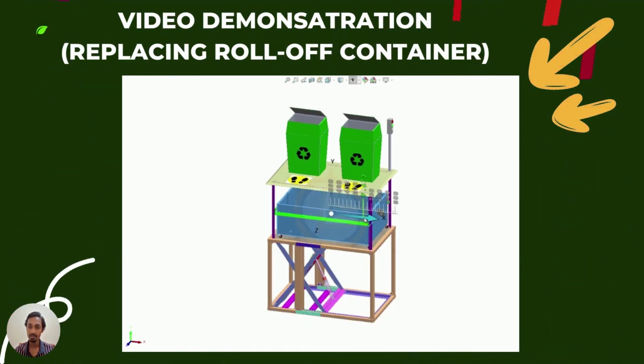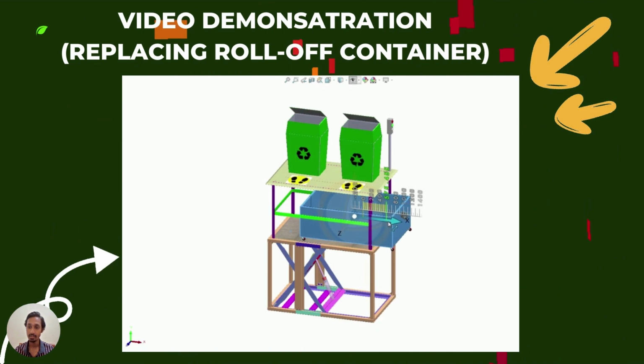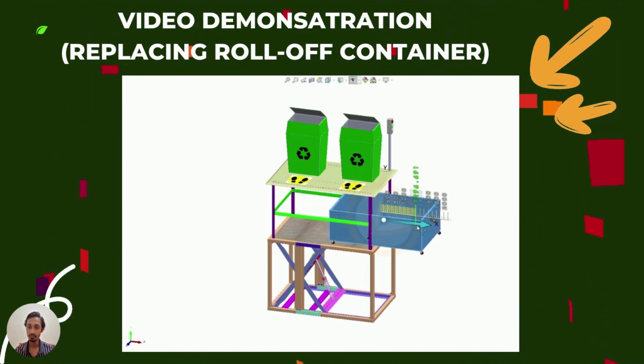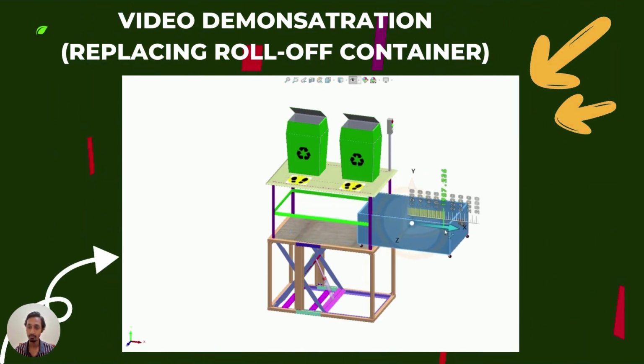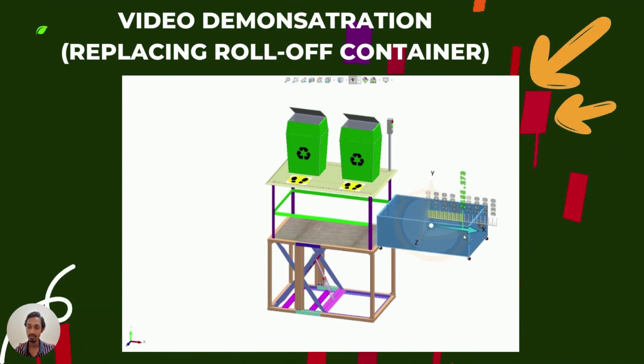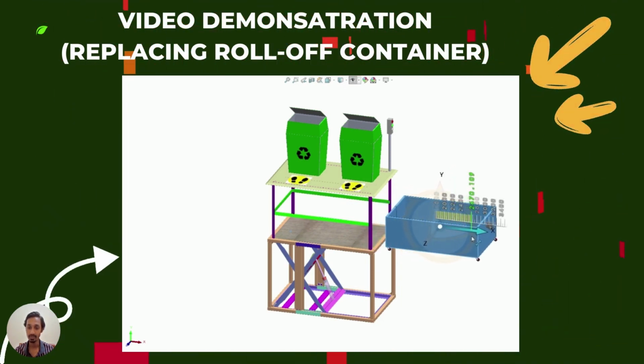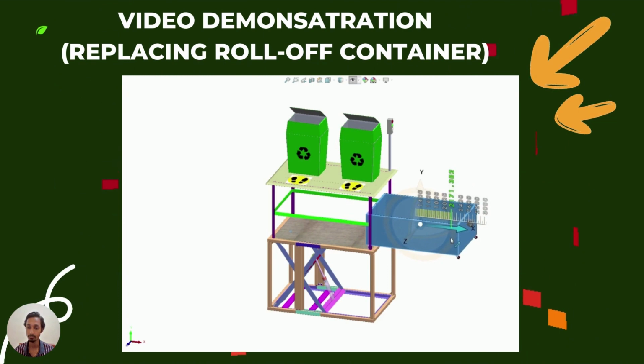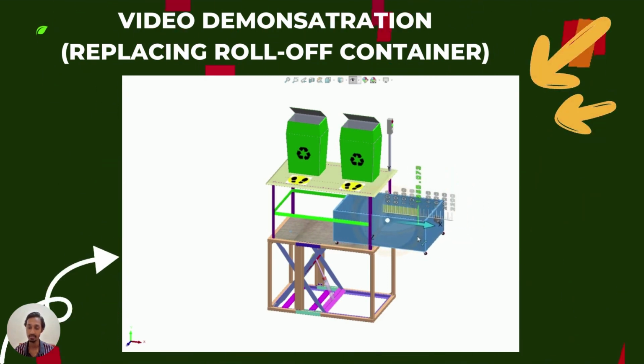Once the container has reached the ground level, the lower hitch of the truck will be attached to the container's hook. Then, the truck will pull the full roll-off container out from the system and replace it with an empty container. Lastly, the full roll-off container is locked on top of the truck and the empty container will be placed into the system.